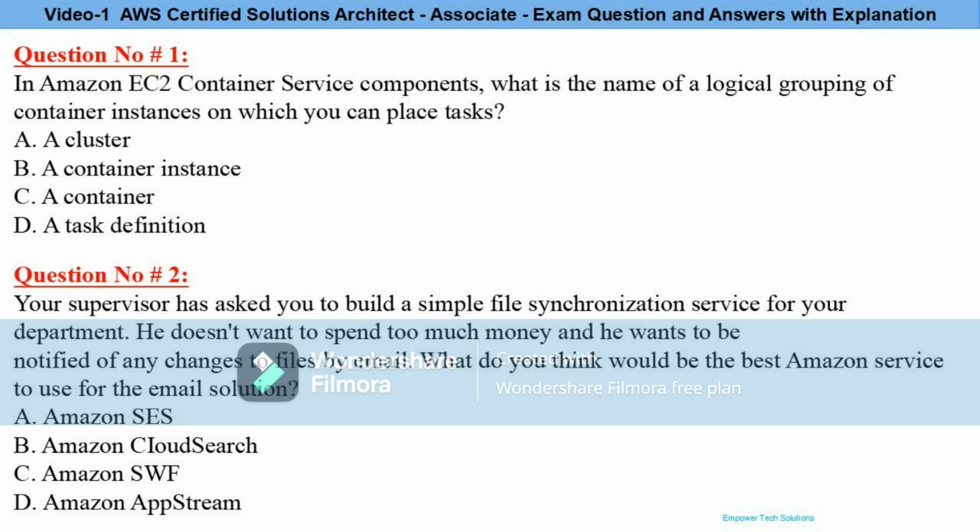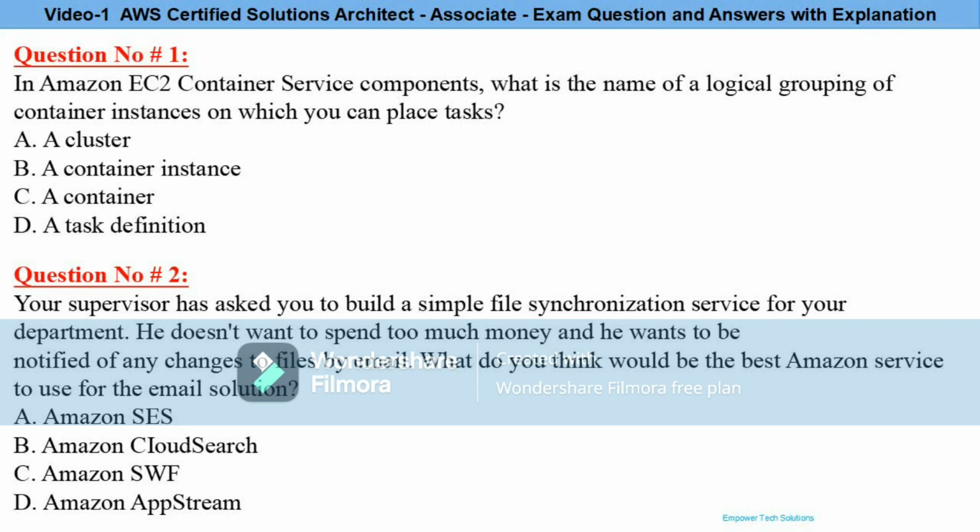First question: in the Amazon EC2 Container Service component, what is the name of the logical grouping of container instances on which you can place tasks? The answers are: a cluster, a container instance, a container, or a task definition. In Amazon Web Services, an instance means the server, the virtual server we call an instance, as you know. For that we have to prepare for the examination. So we'll check the answers with explanations.